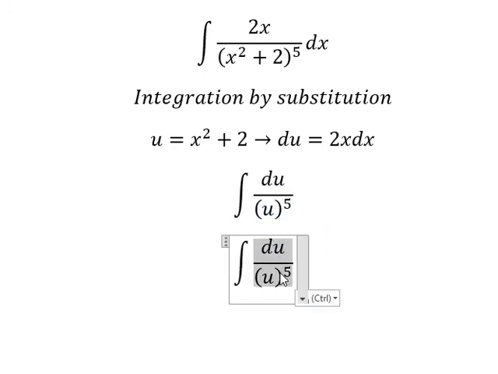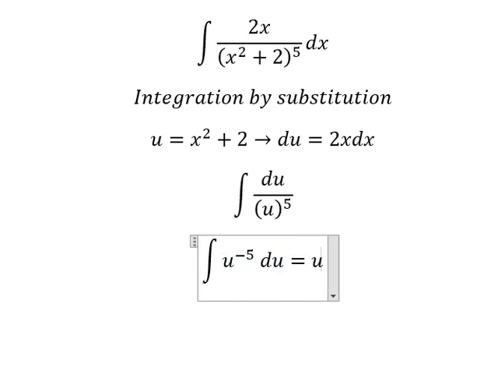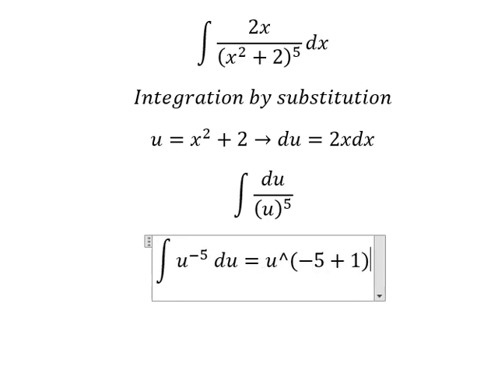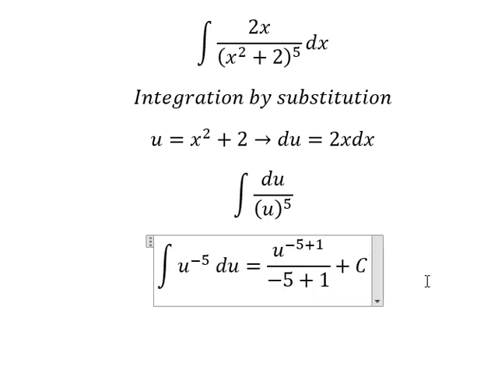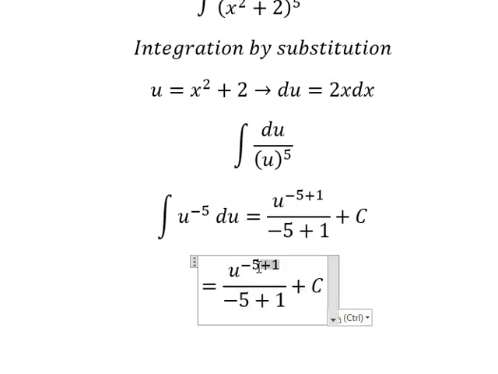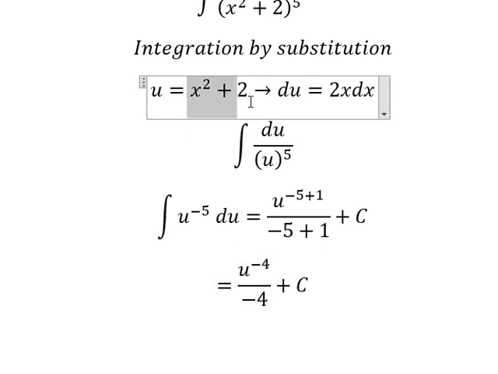So this one we can put into u to the power of negative 5 du. And now we have the final answer. So this one we have negative 4. This one we have negative 4 u, that is about this one.